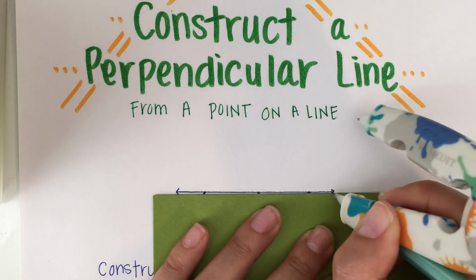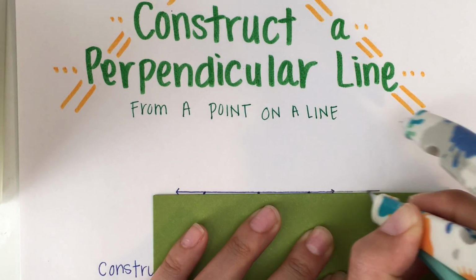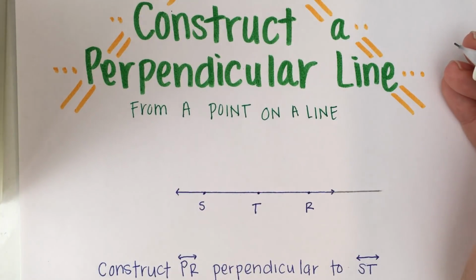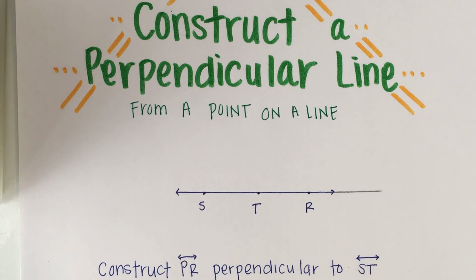So I'm just going to extend my line a little bit further so I have a little bit more room. That's always a possibility, is just to line up your straight edge and extend your line. So what I want to do is create a perpendicular bisector that goes through R, which means that R needs to be the midpoint of a segment.